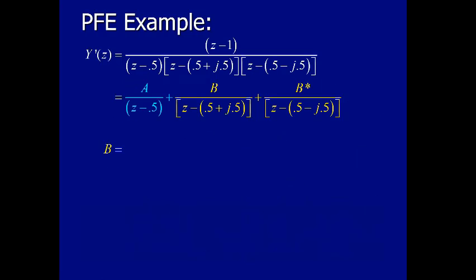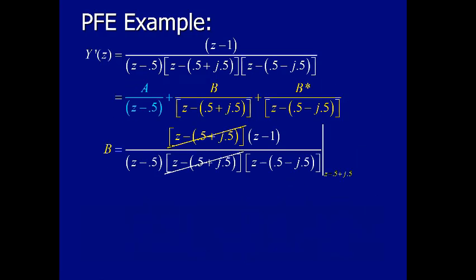B we actually solve for the exact same way. Take all of our Y prime of z, multiply it by the z minus 1/2 plus j 1/2 term, which cancels one of the ones in the denominator, but not both. Then into what remains, everywhere there's a z, I'll replace it with z equals 0.5 plus j 0.5, because this is minus 0.5 minus j 0.5.